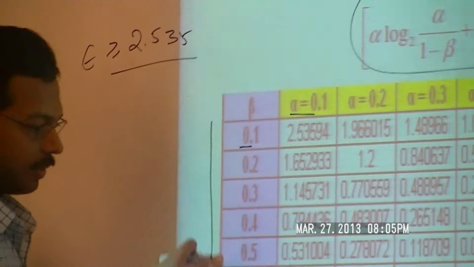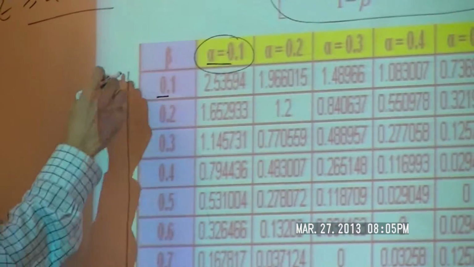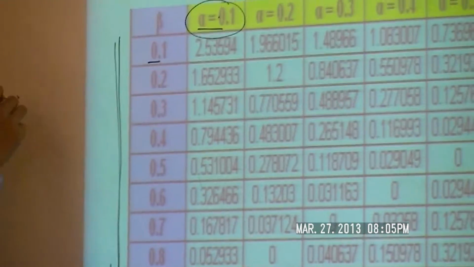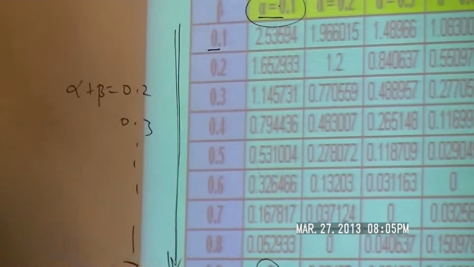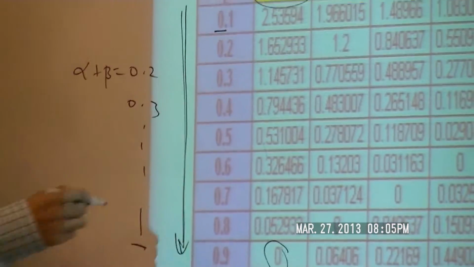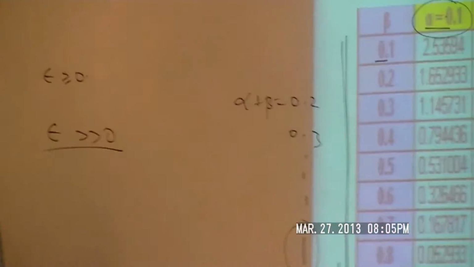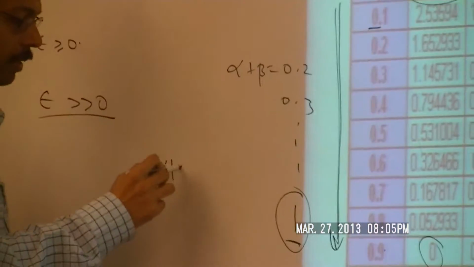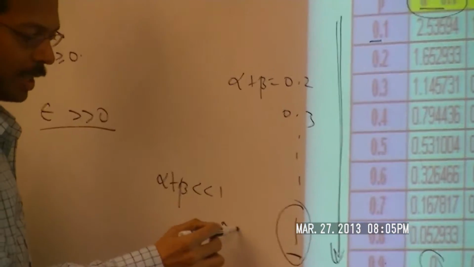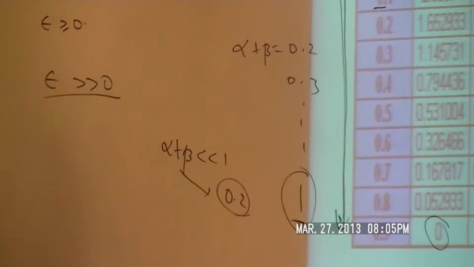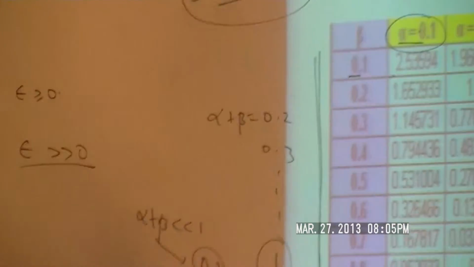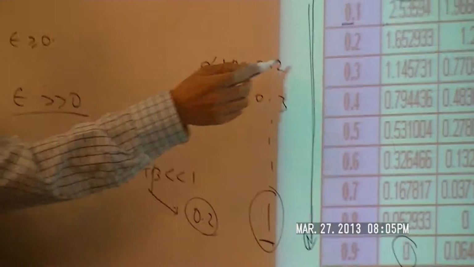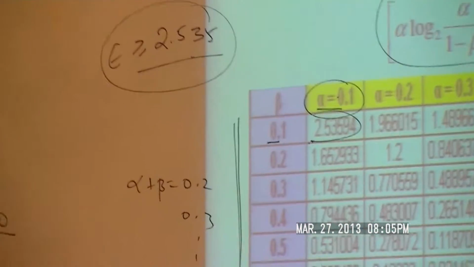So as we increase beta for a fixed alpha, alpha is 0.1, as we increase beta, meaning alpha plus beta is approaching from 0.2, 0.3 all the way to 1, you see that the value keeps on reducing to 0. So epsilon will be greater than or equal to 0 when alpha plus beta is 1. But when alpha plus beta is far less than 1, like 0.2, then you have a very high epsilon value. You see that? When alpha plus beta is 0.2, it has to be at least 2.535.